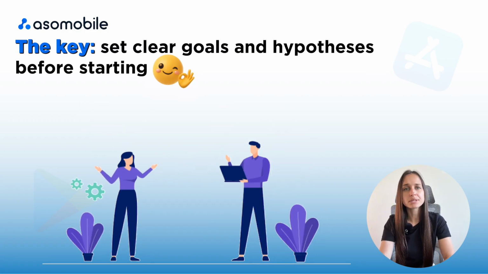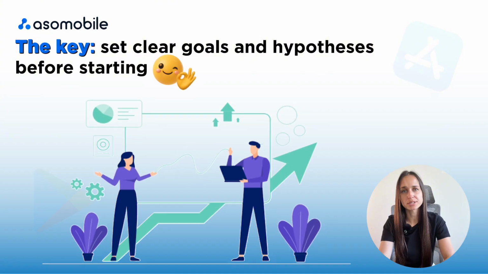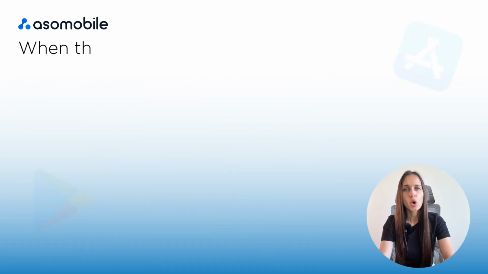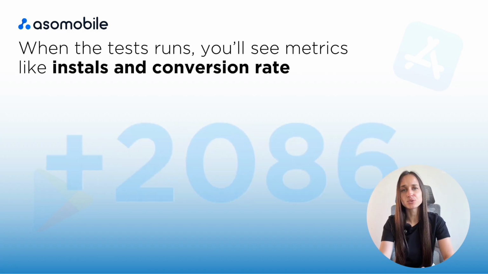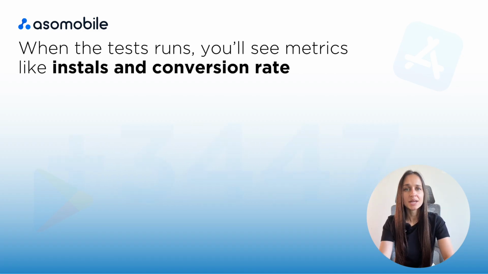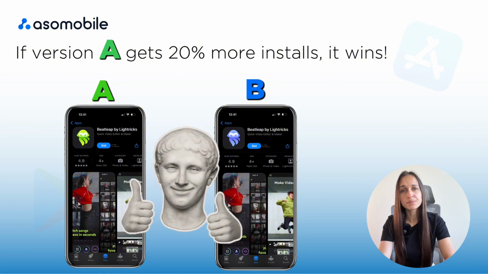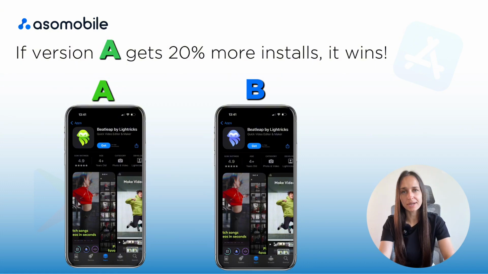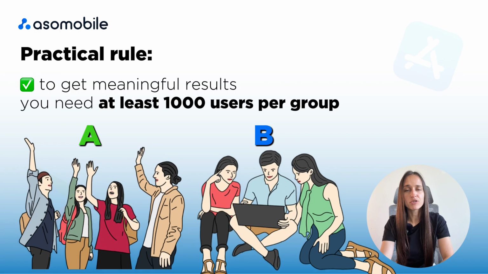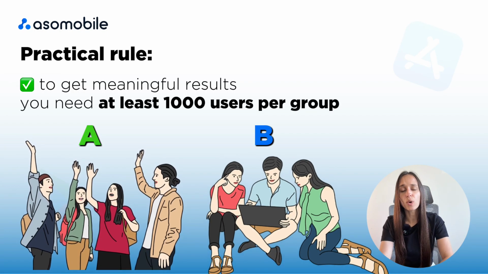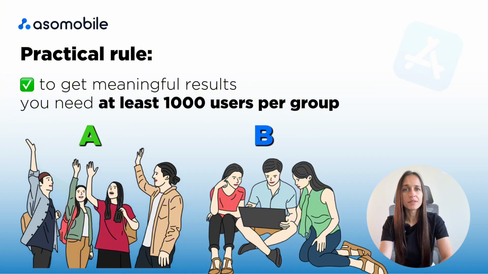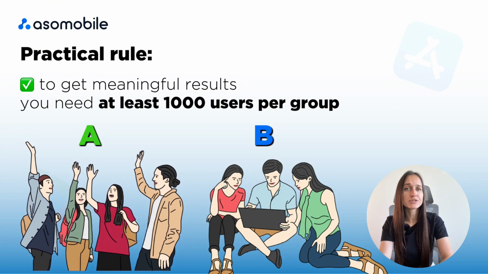And don't forget, the sample size of users must be equal for both versions to make the test valid. Once the test runs, you'll see numbers like conversion rate or installs. Here's how to read them. If version A gets 20% more installs than version B, it's clearly better. But make sure the difference is statistically significant. If you only got 50 downloads total, the results aren't reliable yet. Practical rule: for solid A/B testing of mobile apps or websites, you need at least 1,000 users in each group. That's the minimum number needed to get meaningful results.